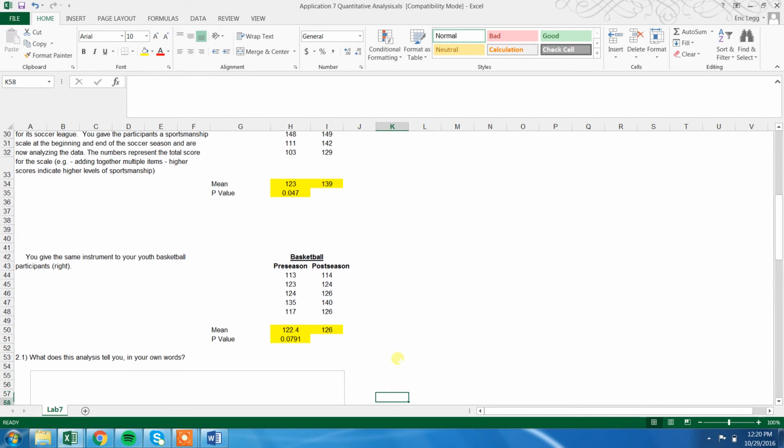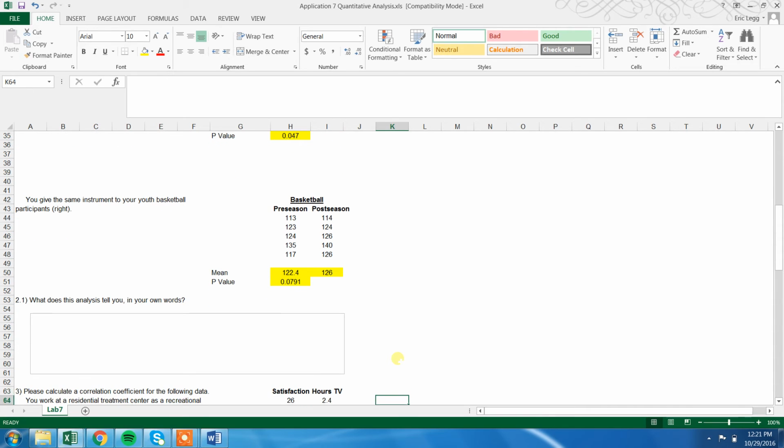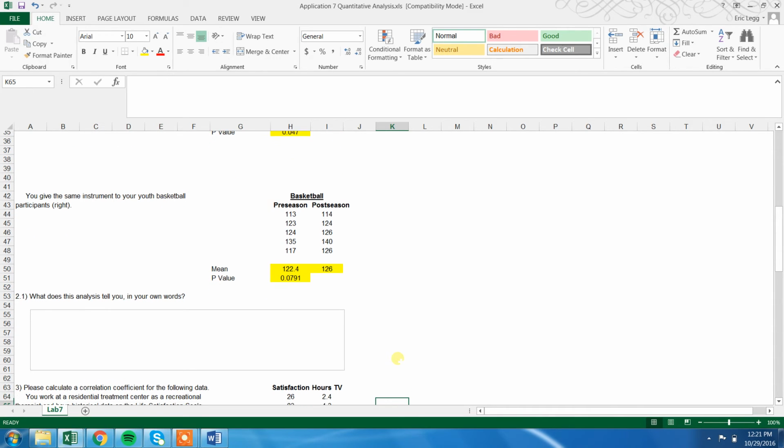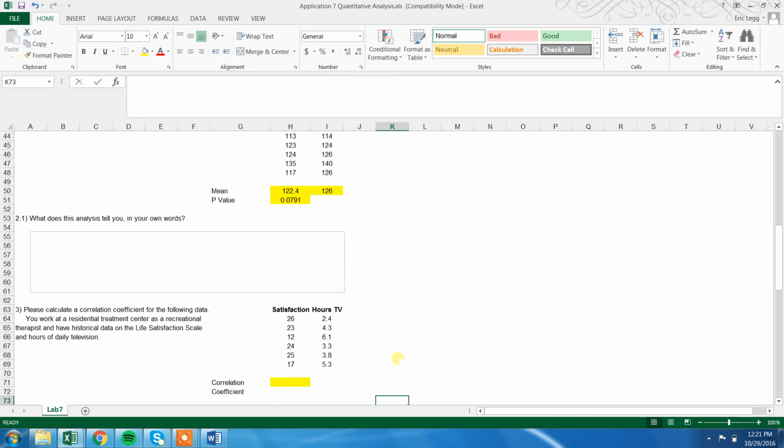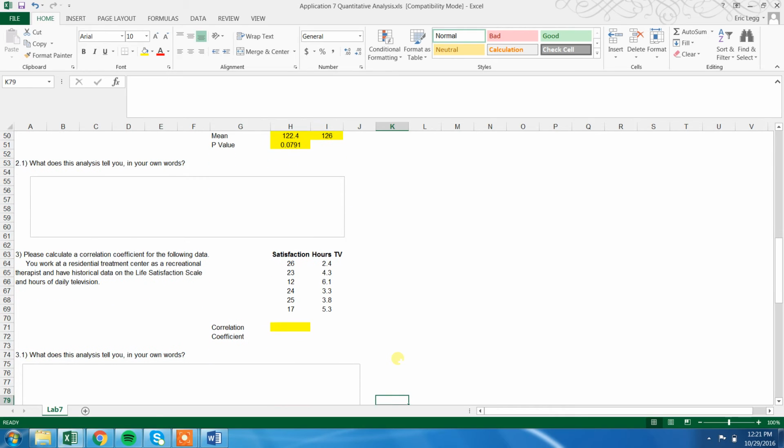Get my p-value. Make it smaller just because I find that many numbers hard to read. Okay, there's your p-values. What does this analysis, or actually these analyses, because you just ran 2, tell you in your own words? Number 3, please calculate a correlation coefficient for the following data. In class, I did a matrix, which you can do on a PC. I'm not sure you can do it in a Mac. So but all we really care about is the correlation number.